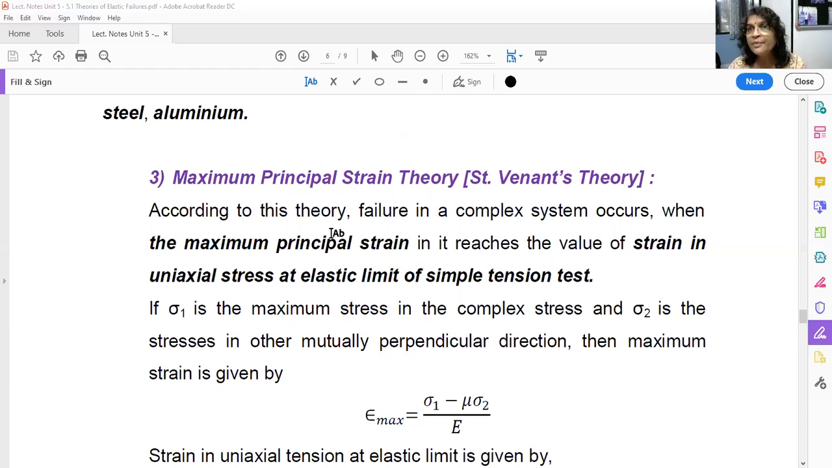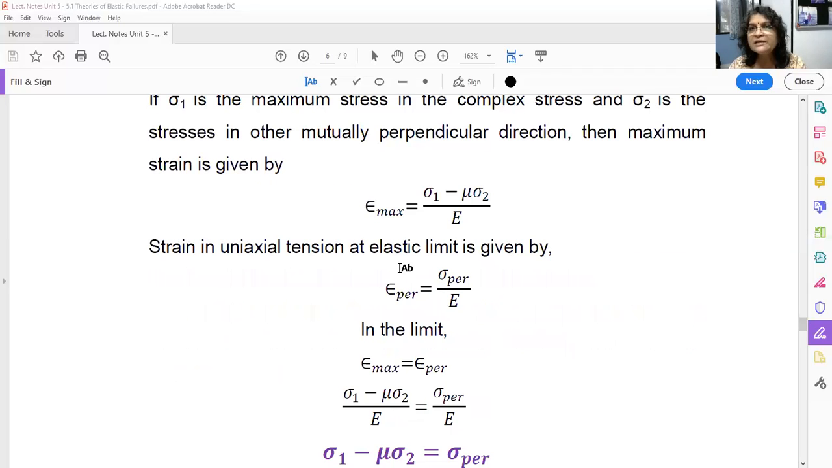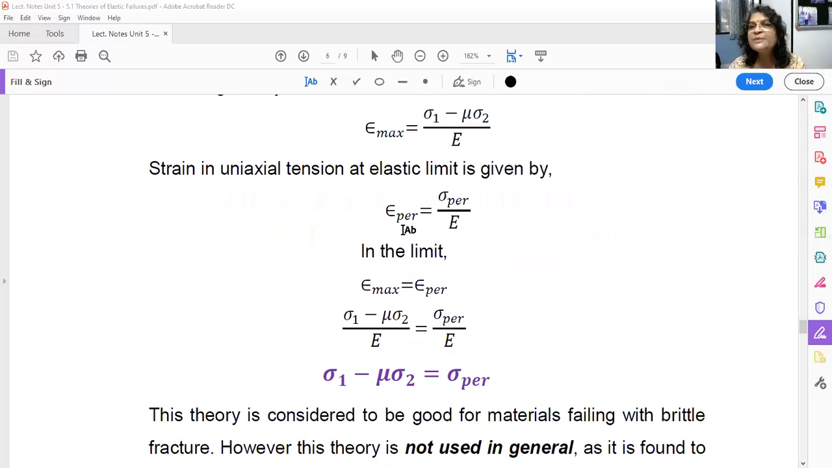According to this theory, failure in a complex system occurs when the maximum principal strain in it reaches the value of strain in uniaxial stress at elastic limit of simple tension test. That means here we are comparing strain. First you find out the strain in the simple tension test. How to find out strain in simple tension test? See, epsilon permissible is equal to sigma permissible upon E.